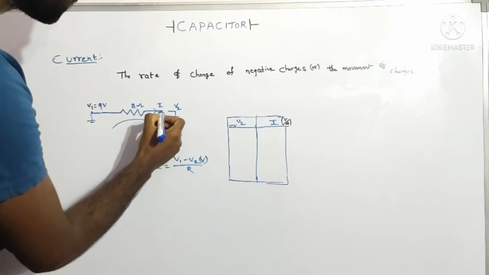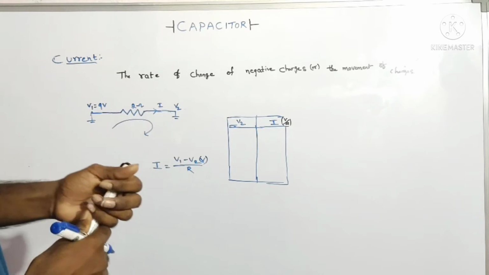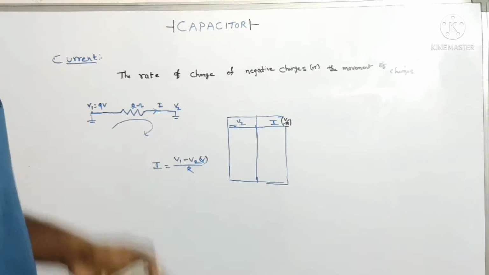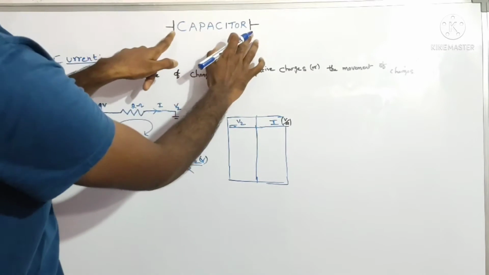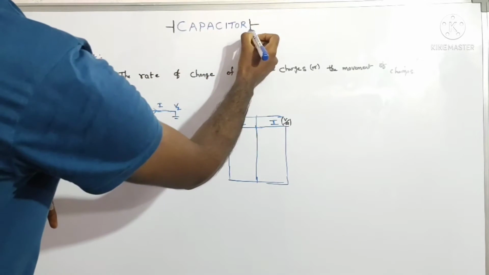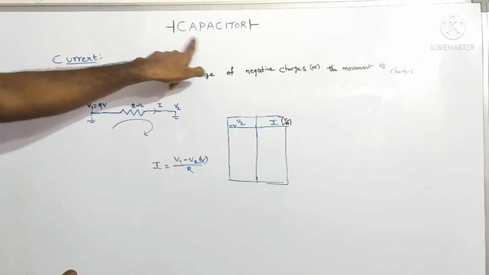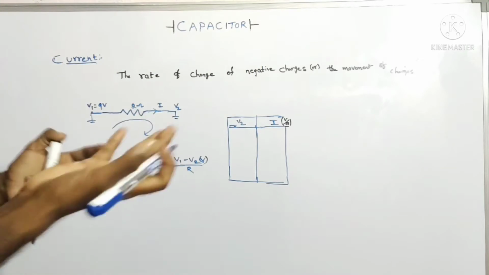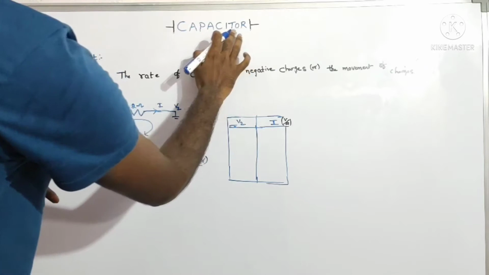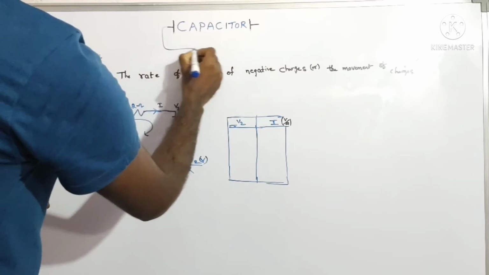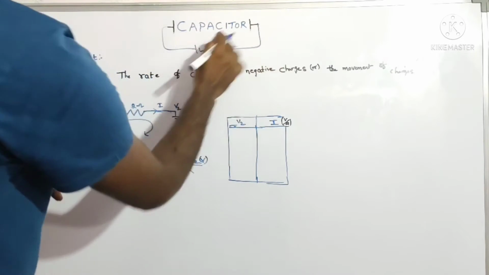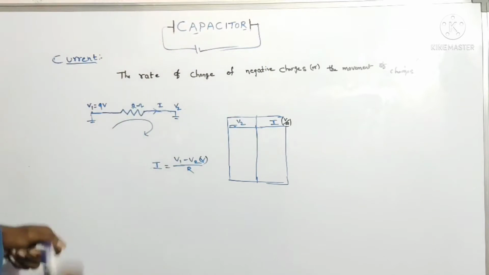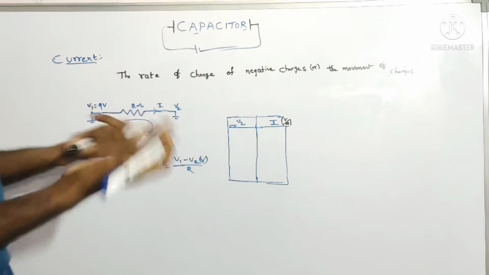But in case we connect a capacitor in a circuit, there will be current. How will that happen? Look here. Assume these are two plates of the capacitor. In between these two plates, there will be an insulator blocking the path for the electrons to flow. So the electrons won't flow from this plate to this plate. So this is an open circuit, right?